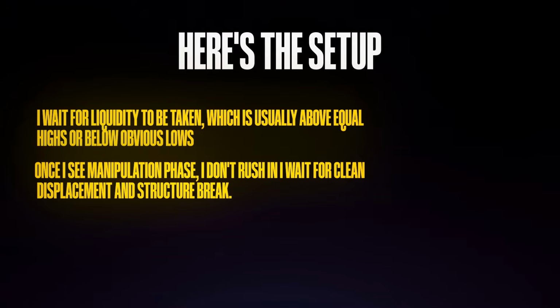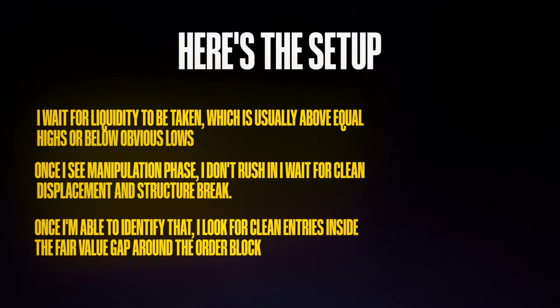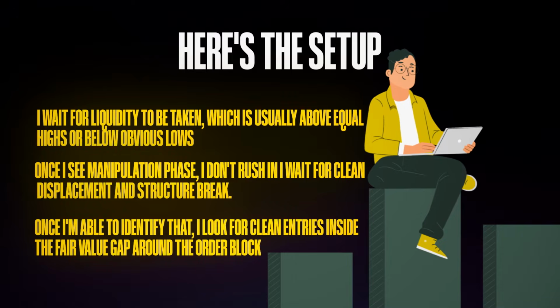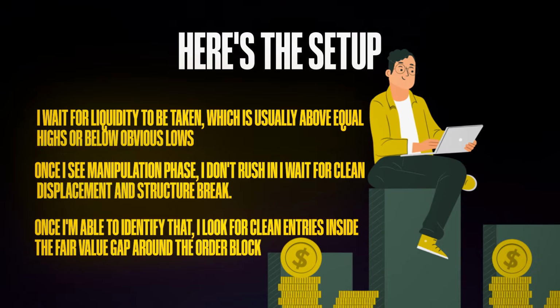I wait for clean displacement and a structure break. Once I'm able to identify that, I look for clean entries inside the fair value gap around the order block. The simple shift in timing is what stopped me from getting wicked out and helped me start catching full moves. Since I've started using this consistently, I've not only reduced my losing trades, I've also improved my win rate and confidence massively.